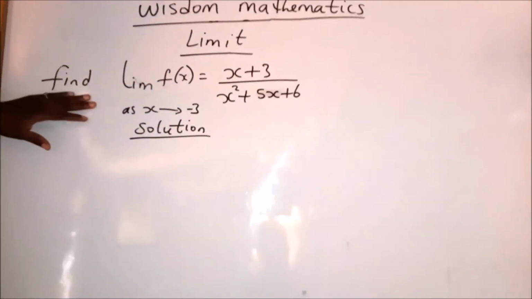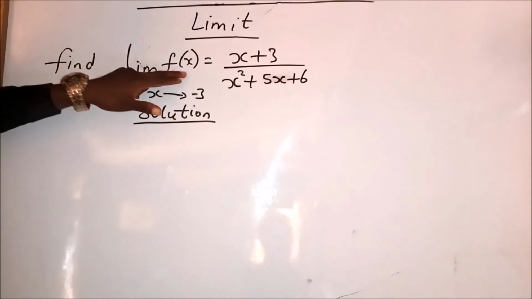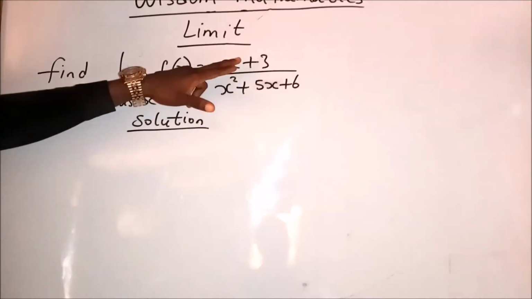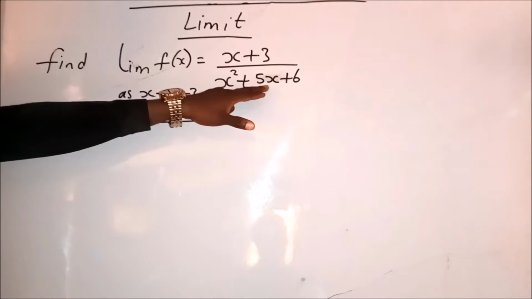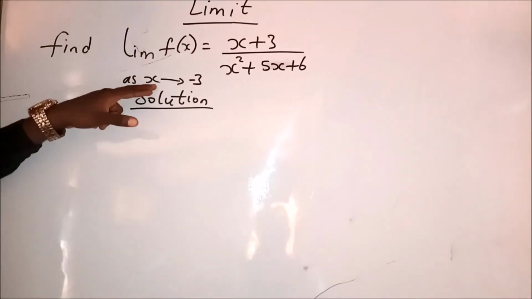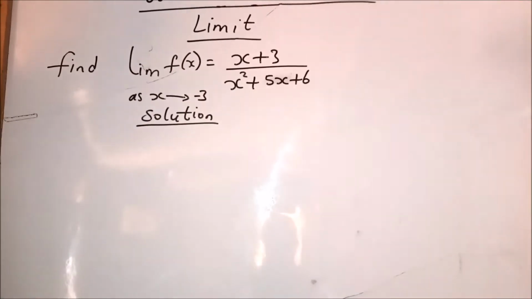We have a question which says: find the limit of f of x equals x plus 3 over x squared plus 5x plus 6 as x approaches minus 3.